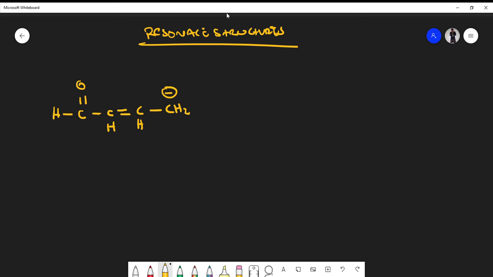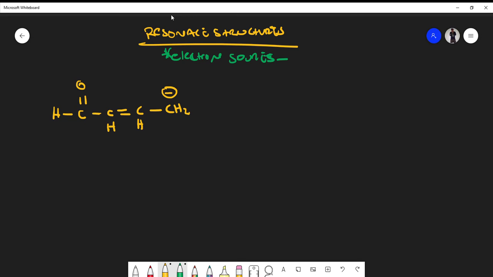So this is the first question that we have, and we're going to talk about how do we draw a resonance structure of this compound. Now, one of the important things I want to keep in mind is the three places that serve as electron sources. So they're electron sources, right?